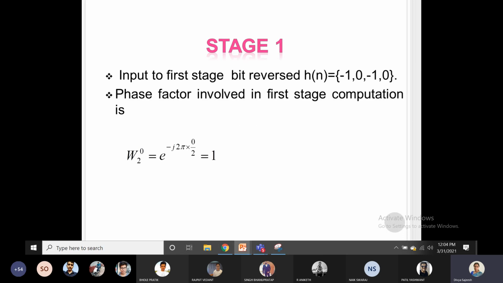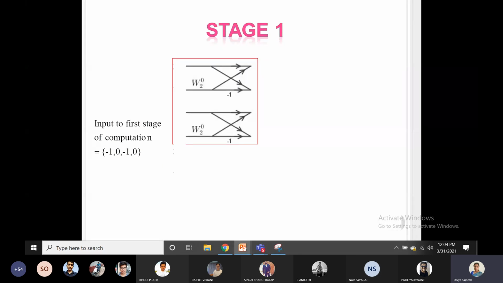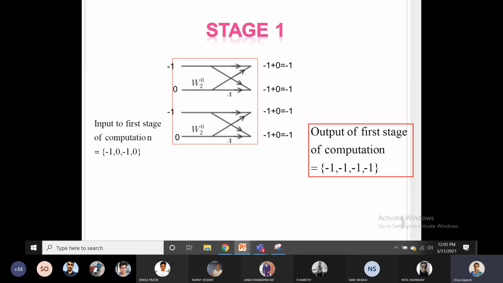This will come as the input to the first stage. The phase factor again, here also it is 1 only. So by inserting -1, 0, -1, 0 at the input of this butterfly diagram, let us calculate the output of this stage. So the output of the stage will come out to be -1, -1. All the things will be -1 only. So the first stage output is all elements are -1.